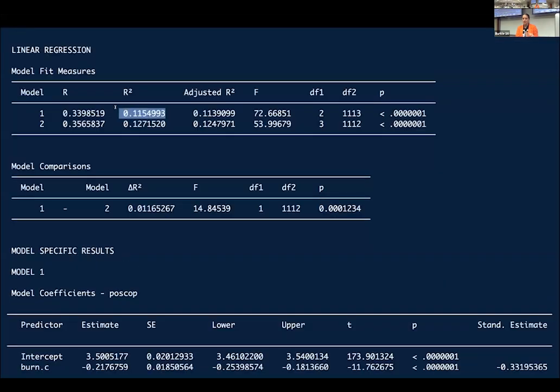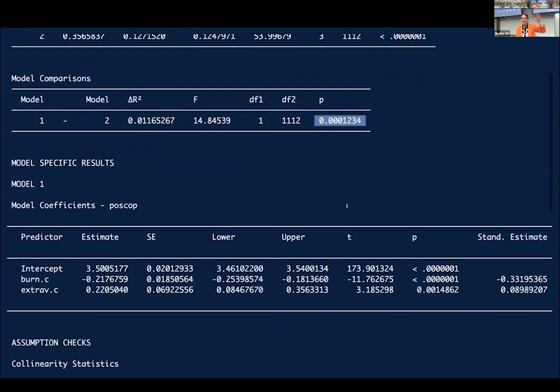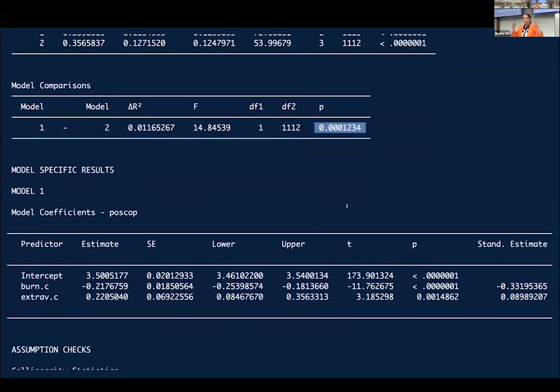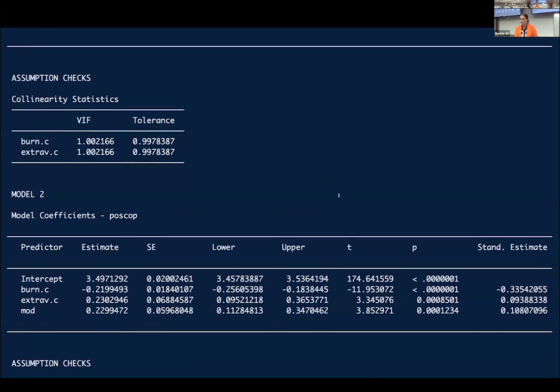Here's model one. It explains about 12% of the variance. So the main effects explain 12%. Main effects and the moderator explain 13%. It's not a huge change. It's significant. So in this case, in a multiple regression, we often look at all the models, even though there's a best model, right? Because we want to see how things change. Here, we're really looking at main effects versus moderation. So we can go ahead and look at our moderation level here.